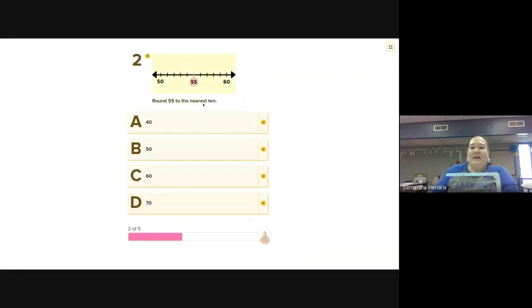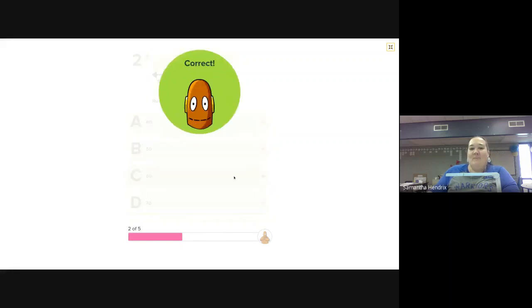Round 55 to the nearest 10. So this is the one where it's directly in the middle. So let's think of our rule. 4 or less, let it rest. 5 or more, raise the score. So that's the ones digit telling the digit in the tens what to do. So 5 or more, raise the score. So we're going to go up to 60.